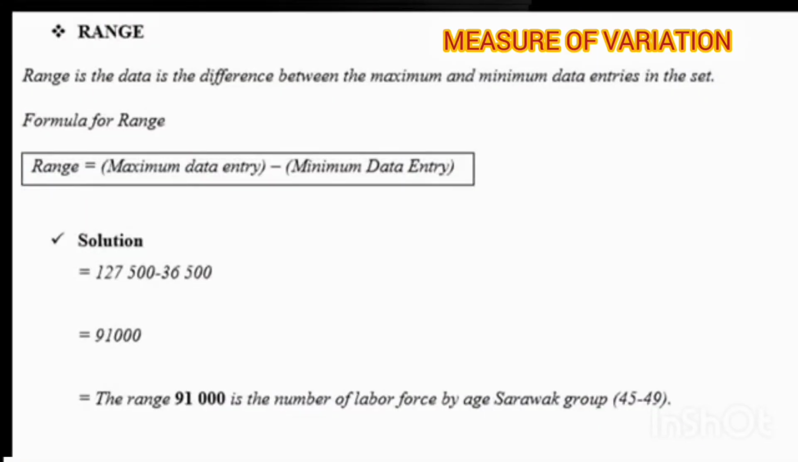Range is the difference between the maximum and minimum data entries in the set. You can see range equals maximum data entry minus minimum data entry. So that is the formula. Range is quite simple, so it is easy to find. In simple words, the maximum is the highest data and the minimum is the lowest data.